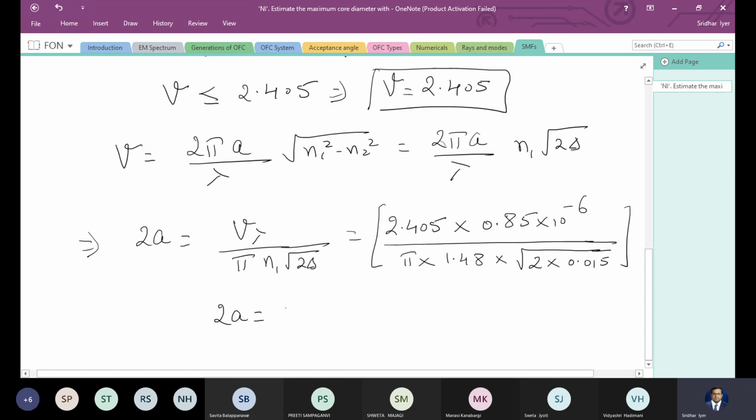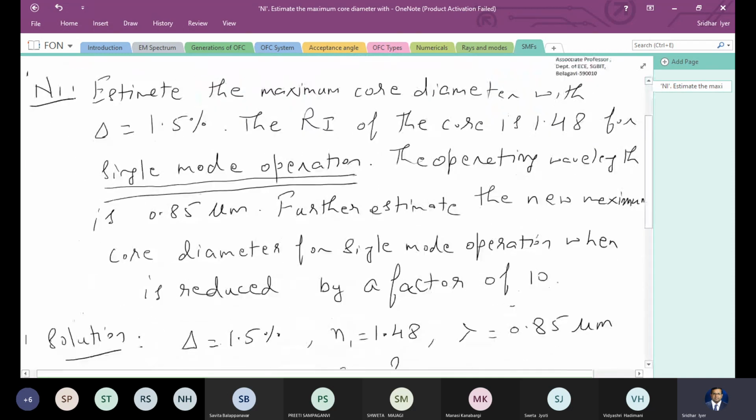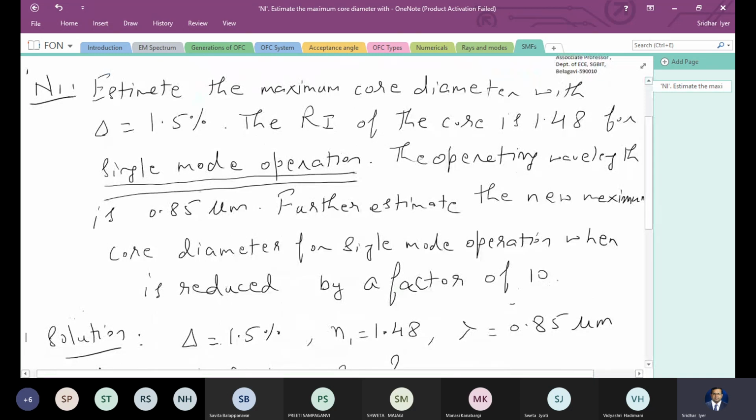So you get around 2.6 micrometer. So the core diameter is 2.6 micrometer. Right. So that's how we can calculate the core diameter given these parameters. Right. So this was the first part to the question. The second part to the question starts here.